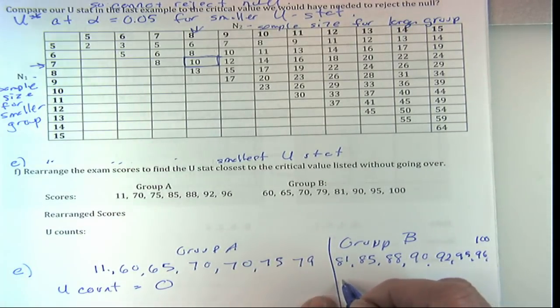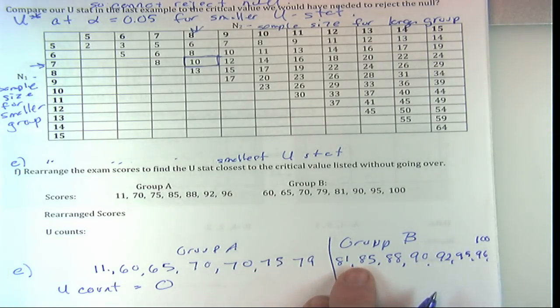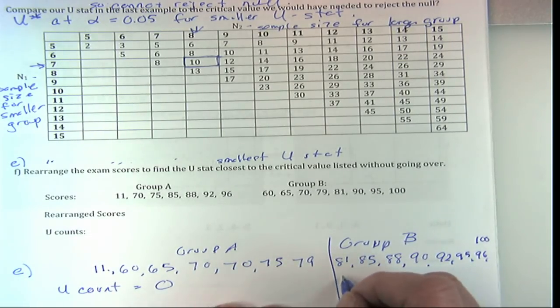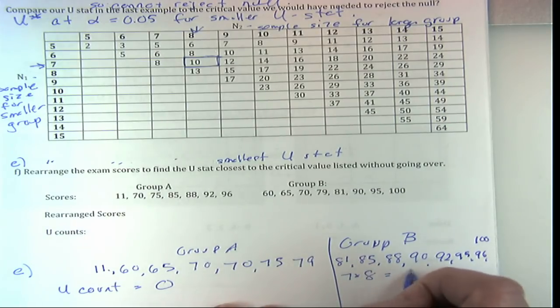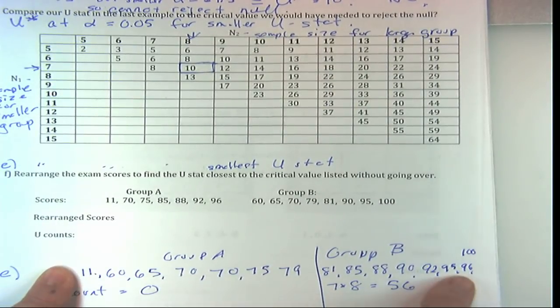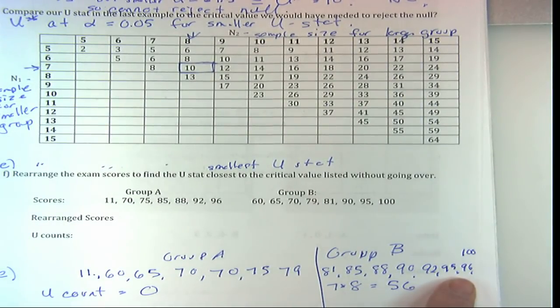So this one would have a U count equal to what? They want all the matches. So 7 for this one, plus 7, plus 7, plus 7. So it would be 7 times 8, which is 56. So certainly we'd reject the null, right? That would be the U counts.